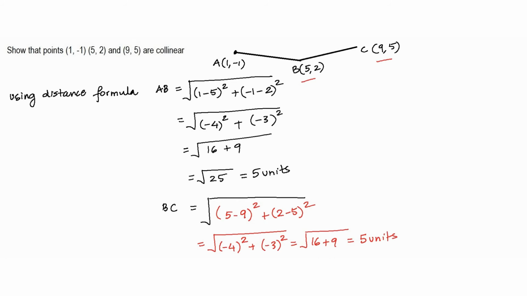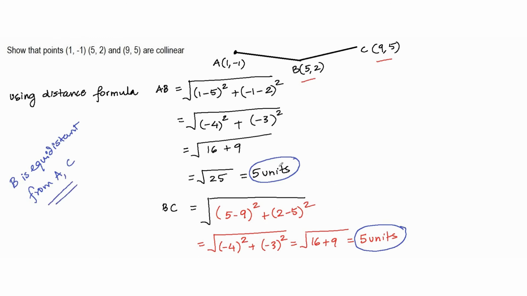So I don't know whether these points are collinear or not, but I definitely know that the length of AB is equal to the length of BC. So just as a side note, I can say that the point B is equidistant from A and C. Now nobody asked us this, but based on the results that we obtained, I just wanted to bring this to your notice. Now let us find the distance between A and C.